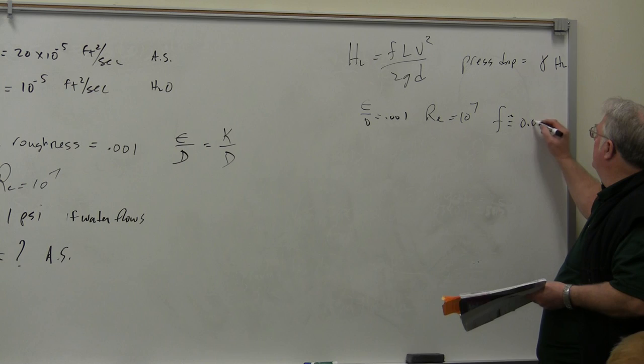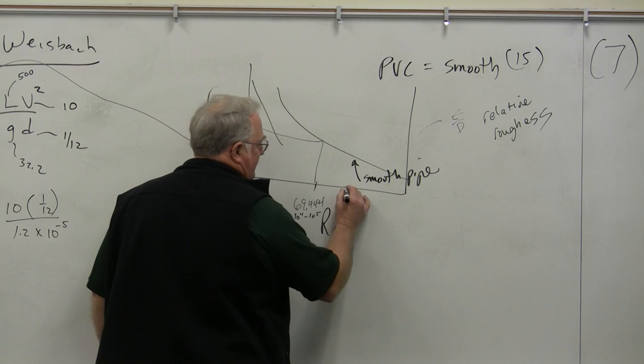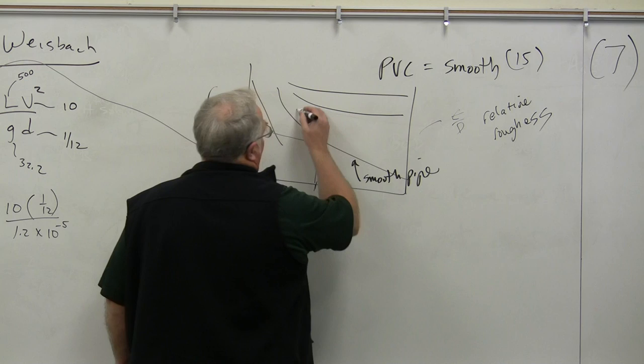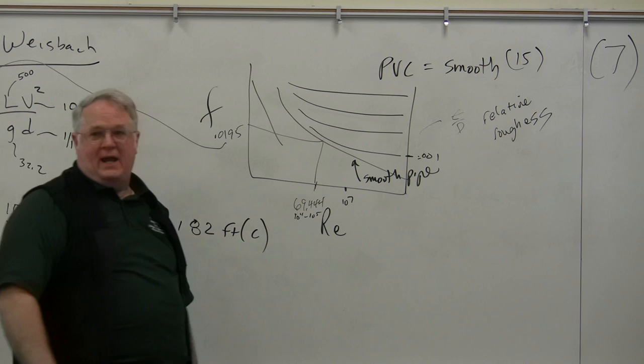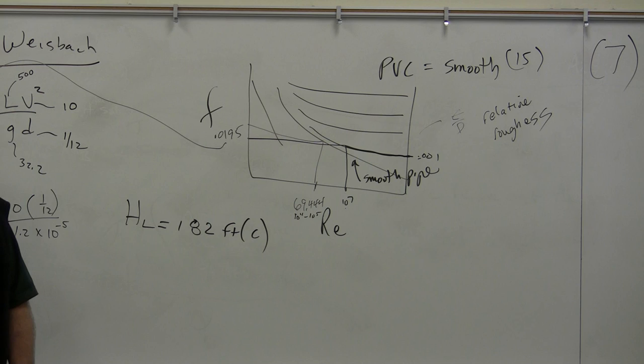All right? Now we're going to be on a different line. So this is between 10 to the 4th and 10 to the 5th. So we're over here at 10 to the 7th. Now what happens with your roughness is after a while the lines become horizontal. So we want to find a 0.001 relative roughness line. We want to follow it until it hits the 10 to the 7 line. Then we want to come across to where it hits F. Okay, so this is a rough pipe as opposed to a smooth pipe.